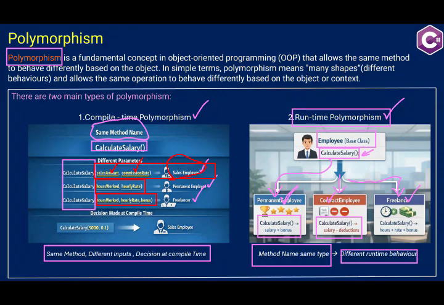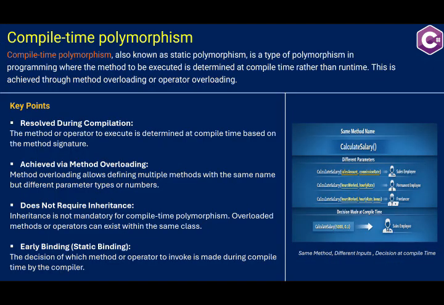So this is compile time polymorphism and runtime polymorphism. Compile time polymorphism, we can also say, is static polymorphism. It's a type of polymorphism in programming where the method to be executed is determined at compile time, I mean before debugging, and this is achieved through method overloading or operator overloading.